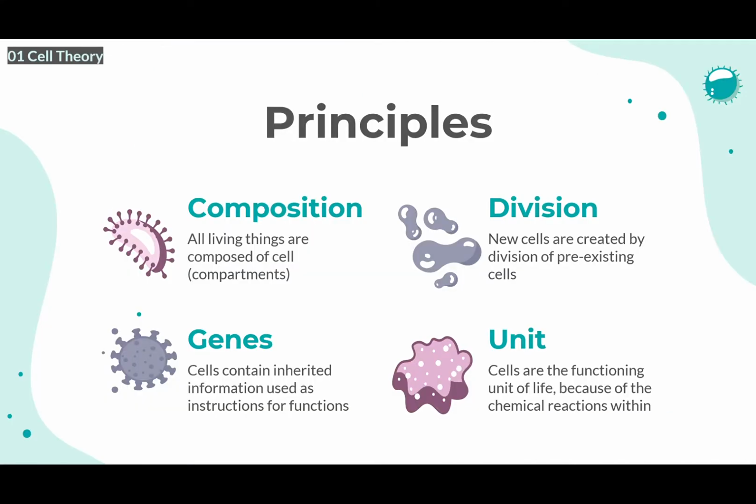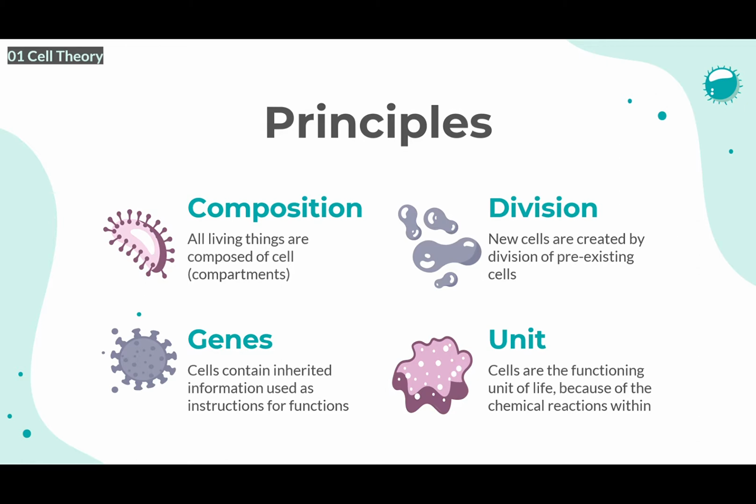So moving on, the main principles of the cell theory are first of all the composition, meaning that all living organisms are composed of cells or cell compartments. Then we have the division, meaning that new cells are created by division of already pre-existing cells. Then we have genes. Cells contain inherited information used as instructions for functions. We have the unit, meaning that cells are the functioning unit of life because of the chemical reactions within.